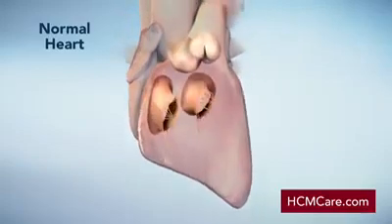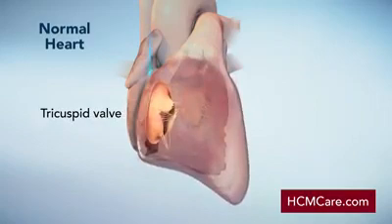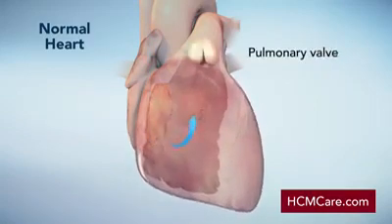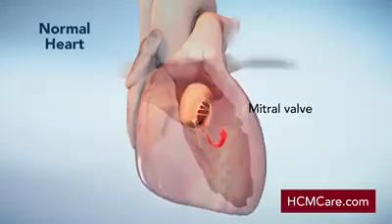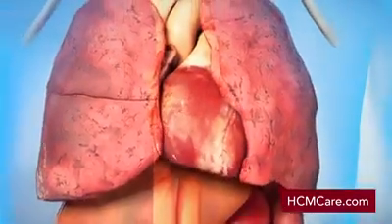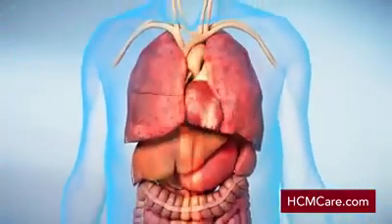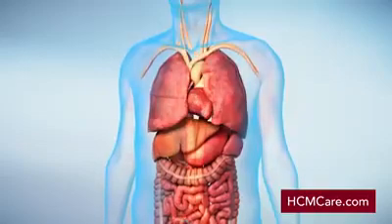Your heart pumps blood in one direction through 4 valves. They are the tricuspid valve, pulmonary valve, mitral valve, and aortic valve. The job of your heart's left ventricle is to pump oxygenated blood throughout your body. This provides your body with the oxygen and nutrients it needs.